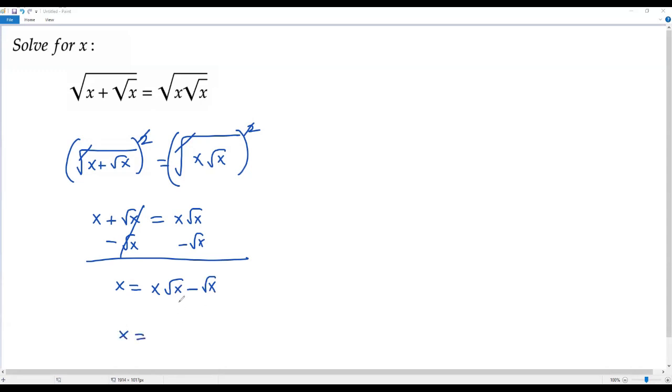Then x equals, I find the greatest common factor, square root of x, for these two terms. So I can factor the square root of x out. If I factor it out, I have x left in the first term and negative 1 left in the second term. If I distribute the square root of x to x, I get x times square root of x, and distributing it to negative 1, I get negative square root of x. So the factoring I've done is correct. Let me continue: x equals square root of x times (x minus 1).